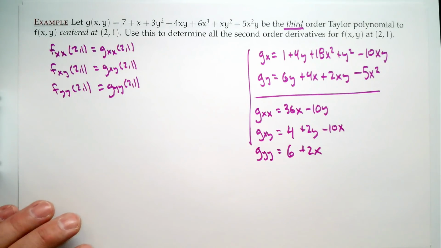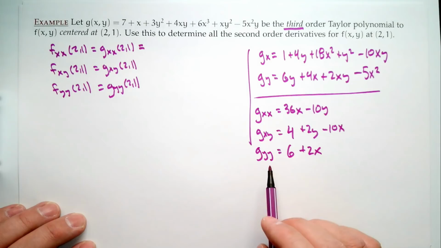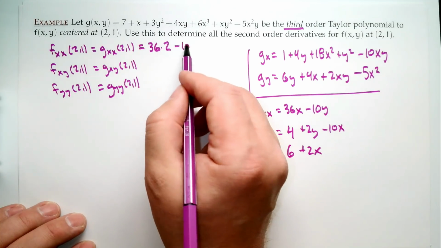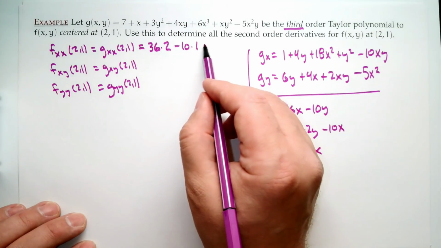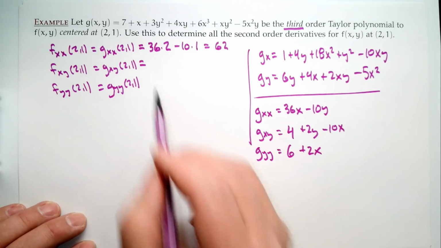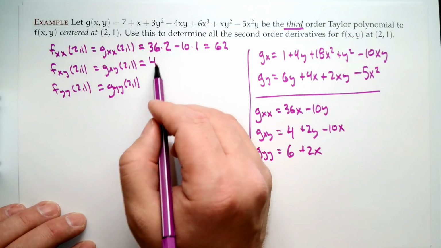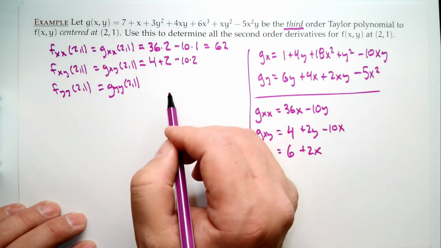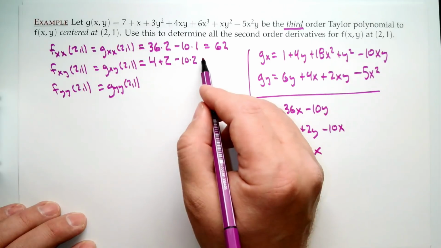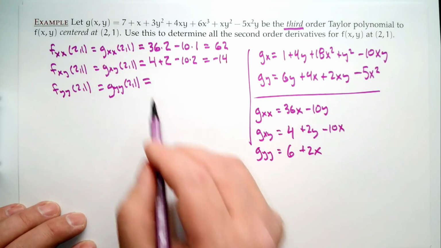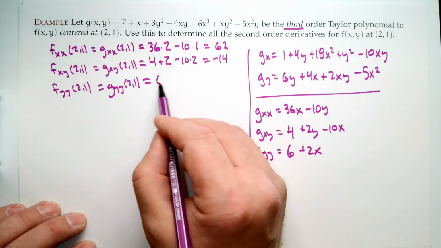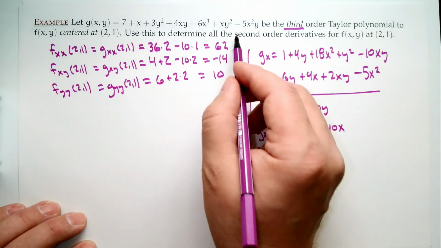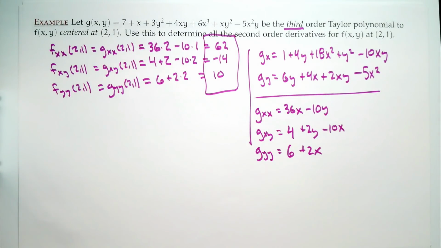And now, to finish it, we evaluate. So g_xx at (2, 1) would be 36 times 2 minus 10 times 1. That's 72 minus 10, which is 62. g_xy at (2, 1), that would be 4 plus 2 times y, which is 2, minus 10 times 2, which is 20. So that's 6 subtract 20 is negative 14. And g_yy at (2, 1) would be 6 plus 2x, which would be 10. And these are the answers that we're after: 62, negative 14, and 10.